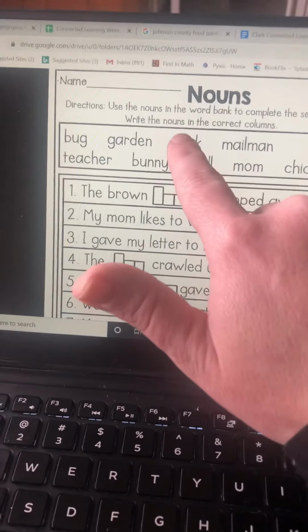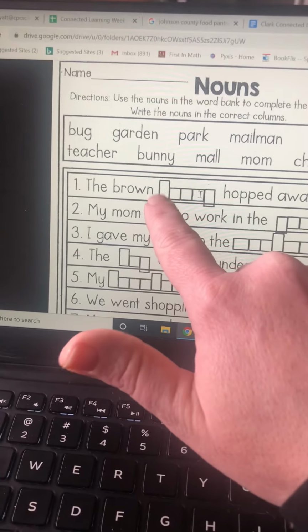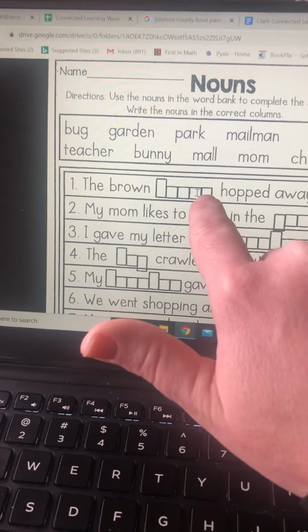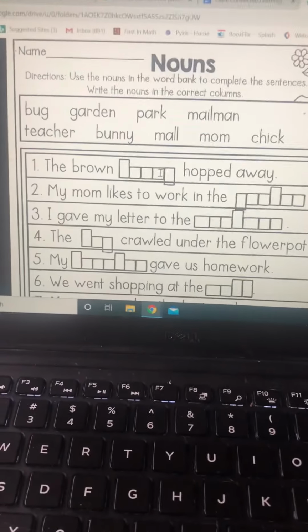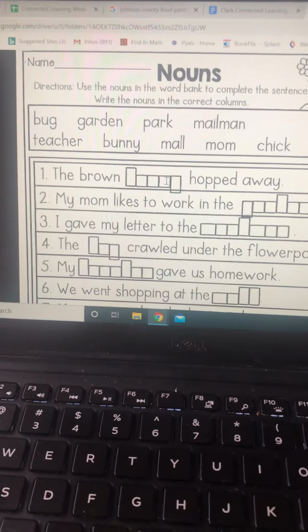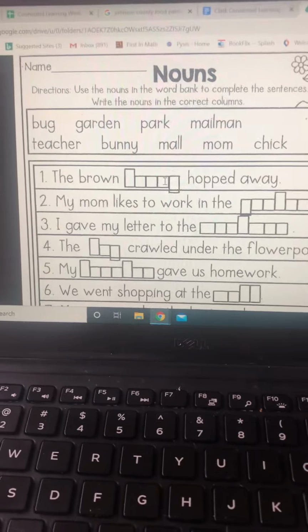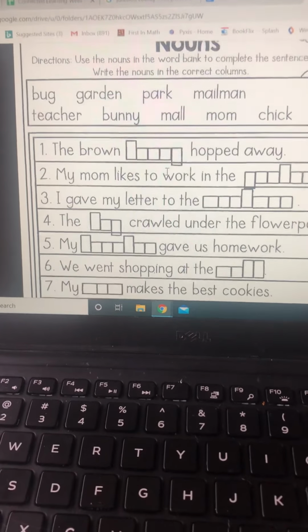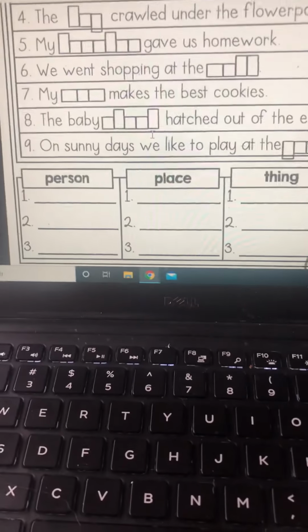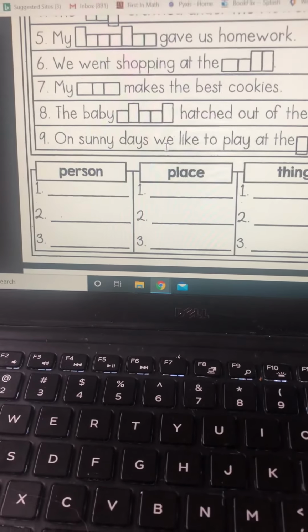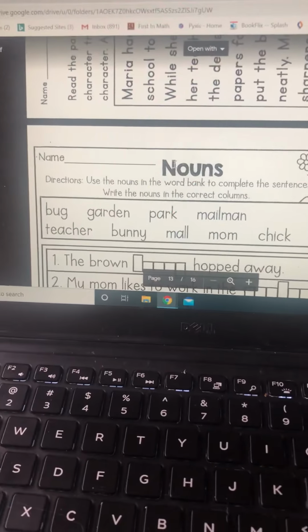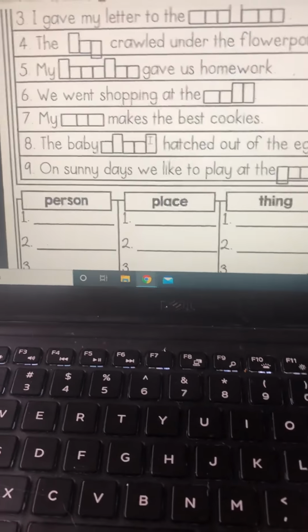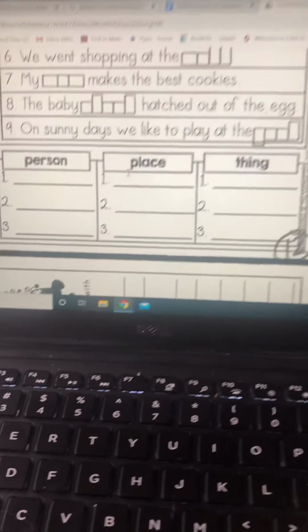For example, if your student thinks park goes in this first sentence, well, clearly park won't fit in these boxes, so that doesn't make sense. That's also going to help them with their letter formation and spelling and handwriting, thinking about the shape of the letters in the words. At the bottom of this same page, students are taking the words that are in the word bank and sorting them based on whether it's a person, a place, or thing.